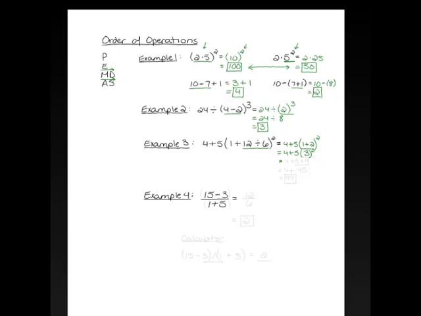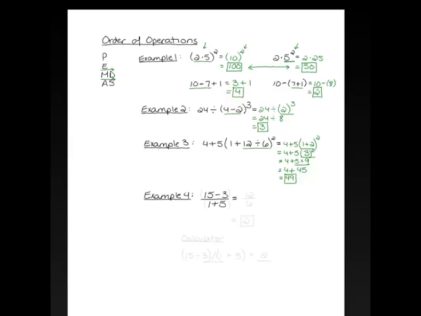Now there's no more to do inside the parentheses, so we move on to the next operation, which is this exponent. So we have 4 plus 5 times 3 squared is 9. Now we have addition and multiplication. Multiplication comes first. So 4 plus 5 times 9 is 45. 4 plus 45 is 49.